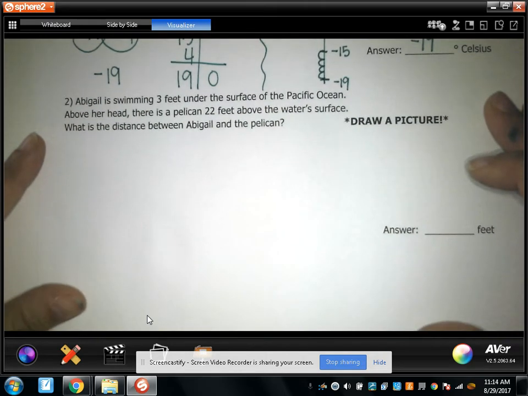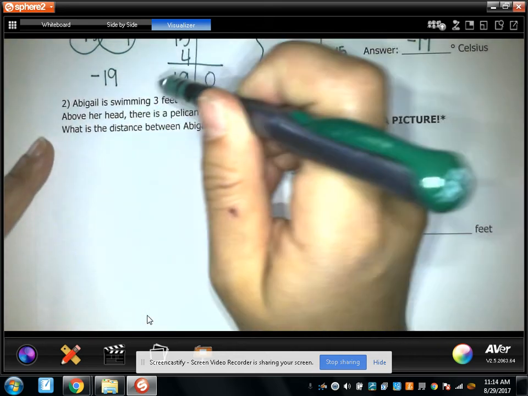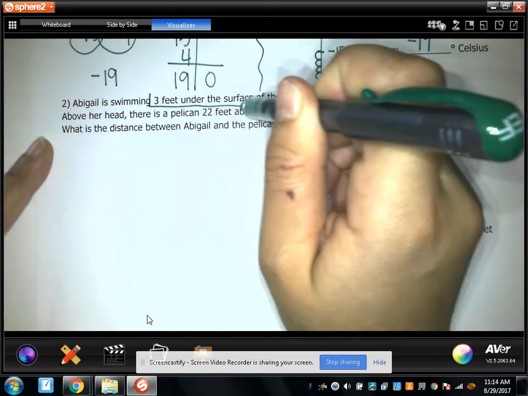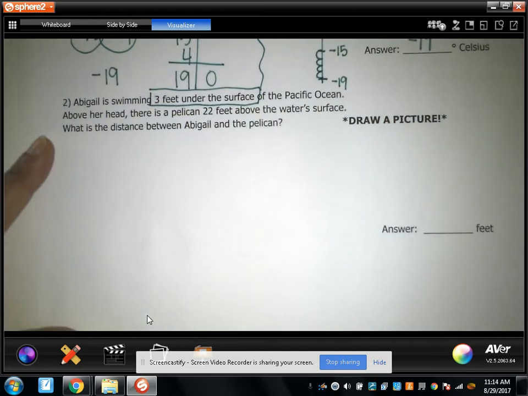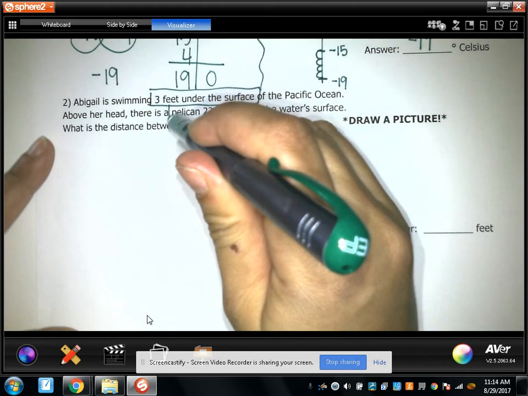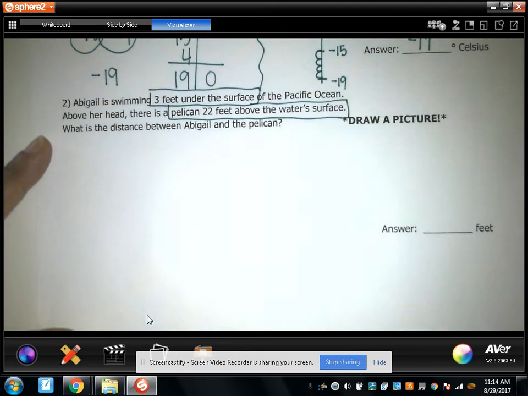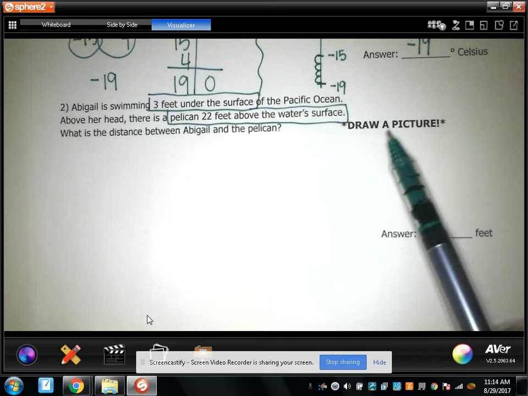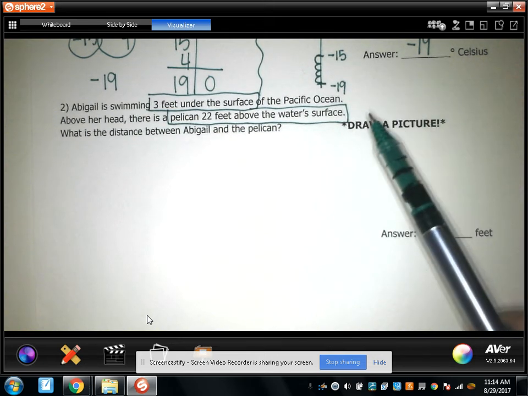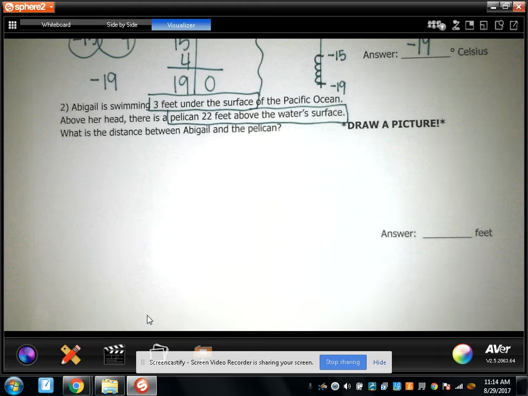Okay, let's go over this next one. Abigail is swimming 3 feet under the surface of the Pacific Ocean. Above her head, there is a pelican 22 feet above the water surface. What is the distance between Abigail and the pelican? And I'm giving you a hint here that this is really easy to do if you draw a picture and you can visualize it. So let's read it again.